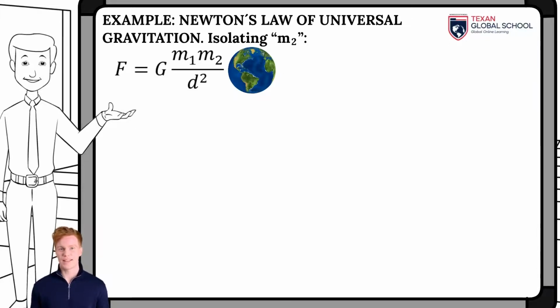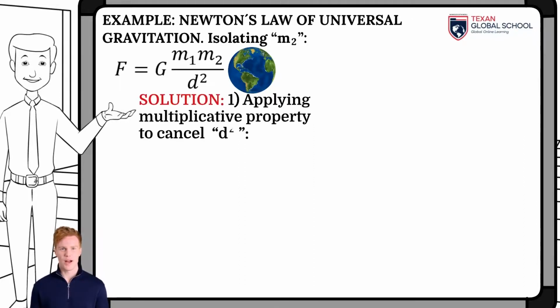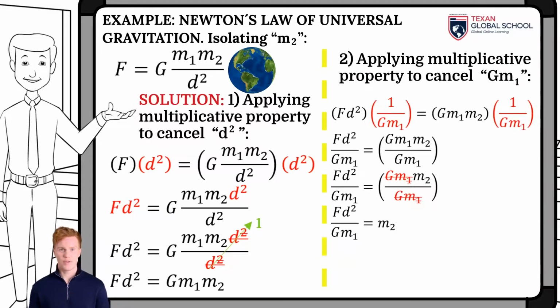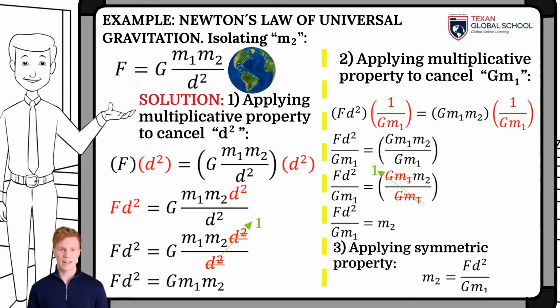Analyzing the formula, we can see that we must first eliminate the denominator d squared, and then the factors G and m1. So we will apply the multiplicative property to eliminate d squared, multiplying by the multiplicative inverse of d squared on both members. When applying the product, we see that d squared is cancelled. We now multiply by the multiplicative inverse of G m1, which is 1 over G m1. When performing the products, we see that it is cancelled, isolating the variable m2. We apply the symmetric property and obtain the variable m2 isolated.